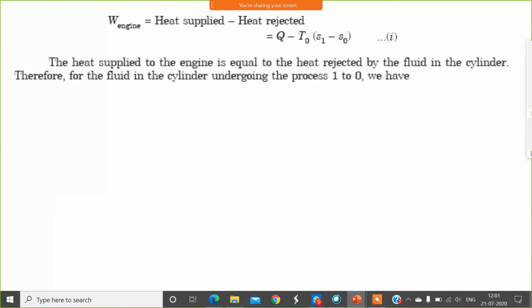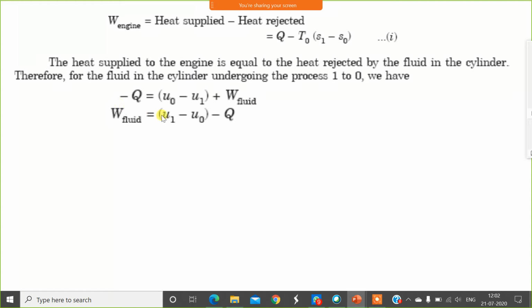The heat supplied to the engine is equal to the heat rejected by the fluid in the cylinder. Whatever heat is supplied by the fluid is equal to the heat taken by the engine. The same heat is supplied to the engine. Therefore, for the fluid in the cylinder undergoing a process 1 to 0, according to the first law, heat supplied is equal to change in internal energy plus work done.